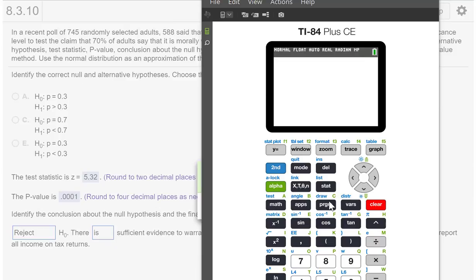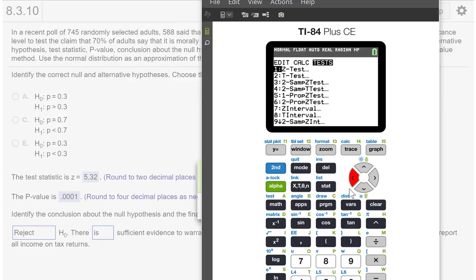On the TI-84 calculator, it's very similar. We're going to press Stat, scroll over to Test. This is a 1-PropZTest, number 5. We have 0.7 for the p sub naught, and we have 588 for x and n is 745. It's not equal to, and we'll go ahead and calculate.